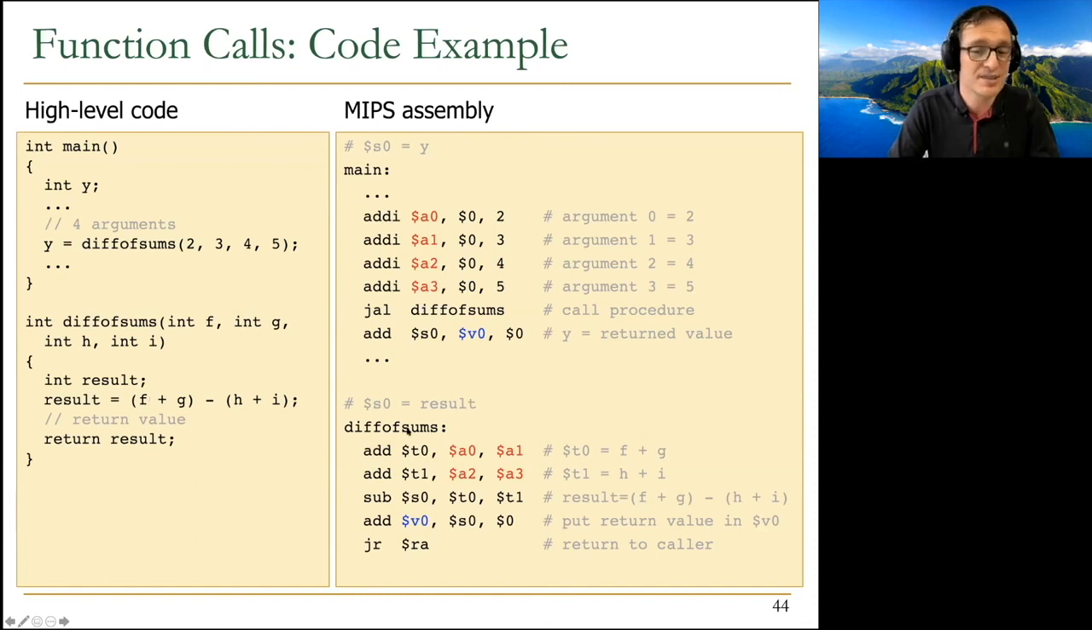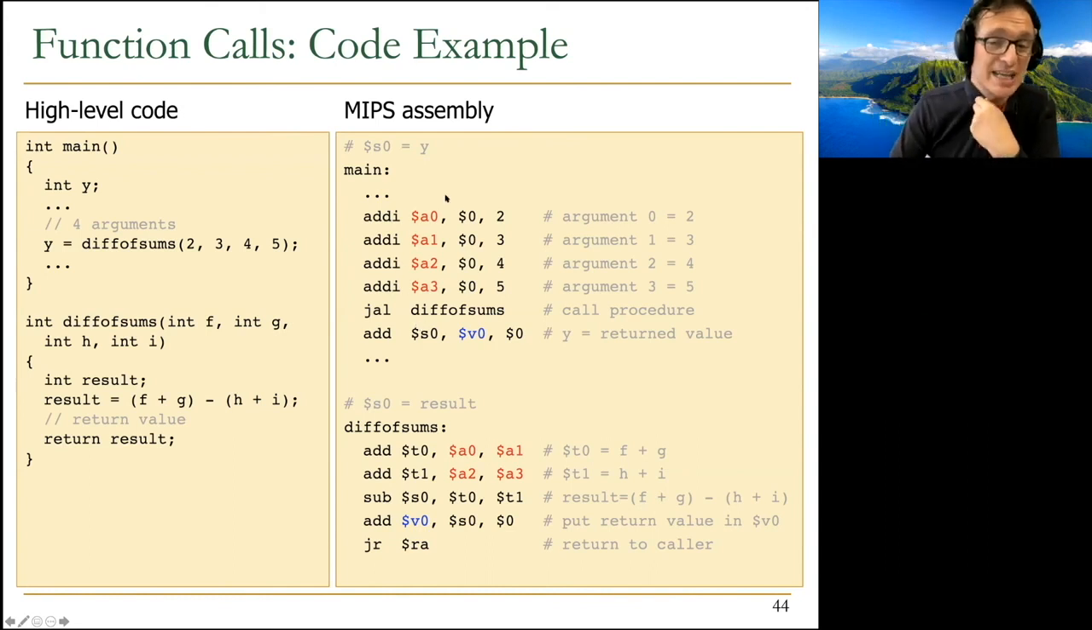And then diff of sums reads the arguments, assumes that the arguments are in A0, A1, A2, A3. So there's some convention for sure that you need to obey to make this work. And then it does add, subtract, and puts the result into V0 and jump register RA, which goes back over here. And then main takes the result in V0 and does whatever it needs to do with it, basically to S0.